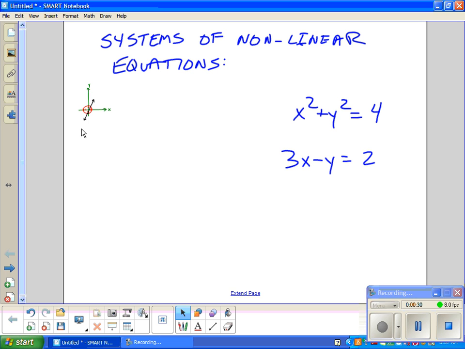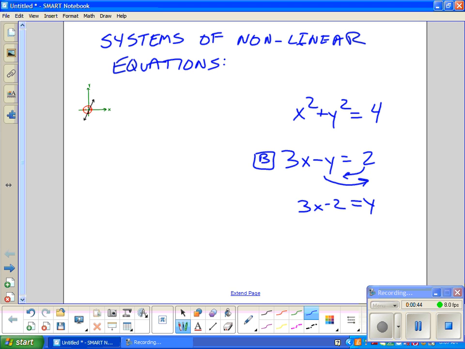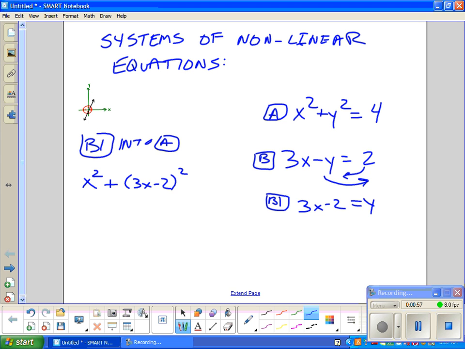What I do first is I know I'm going to do substitution. And I do this. I move y to the other side, since it was negative, and I write y equals 3x minus 2. I'm going to substitute B1 into the circle A. And I get x squared plus (3x minus 2) squared equals 4. Binomial squared is a trinomial.